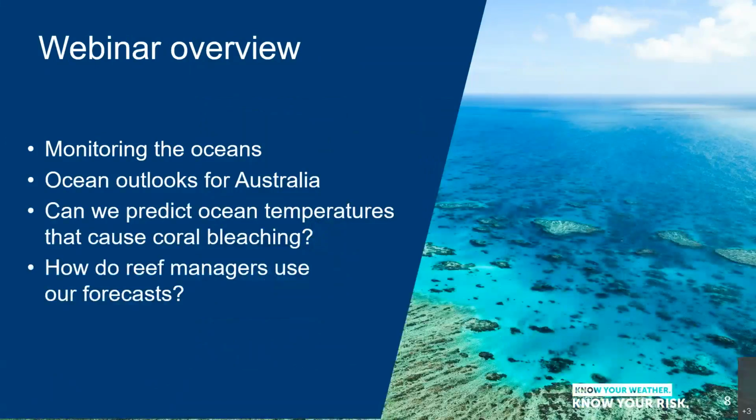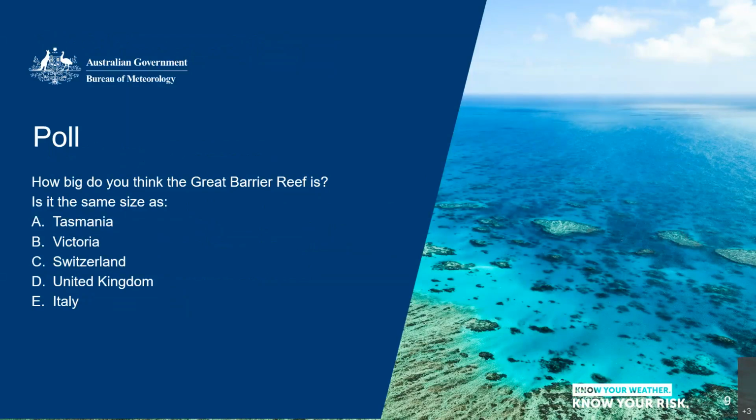So, hello guys. Claire, would you like to start by telling us what we'll be hearing today? Great, thanks Jordan. Welcome everybody. So today we're going to give an overview of how we monitor the oceans, specifically ocean temperature, the ocean outlooks that the Bureau produces for Australia, and then delve into how we predict ocean temperatures that cause coral bleaching, and also how reef managers and other marine stakeholders use our forecasts. Oh, excellent. A lot of interesting stuff to look forward to, guys.